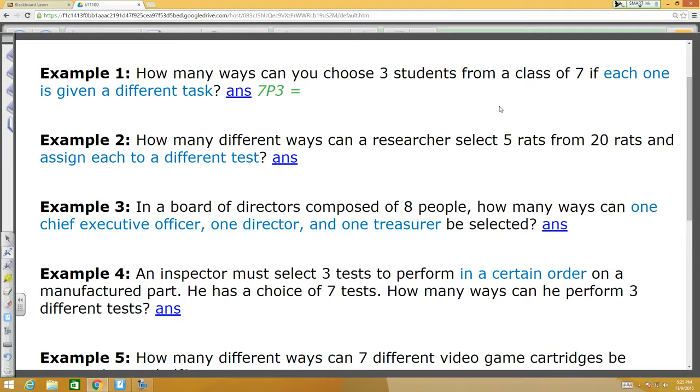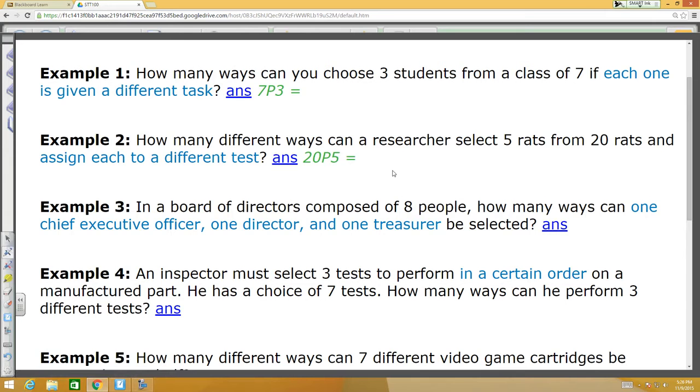Example 2. How many different ways can a researcher select 5 rats from 20? 20P5. Why P? Because each one will be given a different test, or will be assigned to a different test. So that's after the selection. After the selection, each one will be given a different test. But if they are all given the same test, then it will be C.